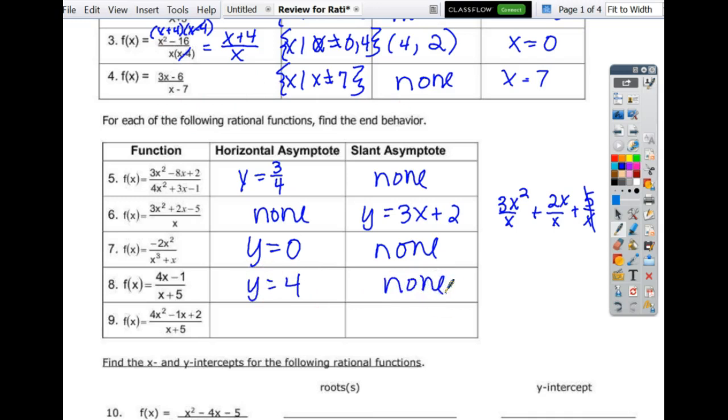And the last one, it's top heavy by 1, which means I'm going to have a slant asymptote. And since it's plus 5, instead of long division, I can use synthetic. So I'm going to have 4, -1, and 2.